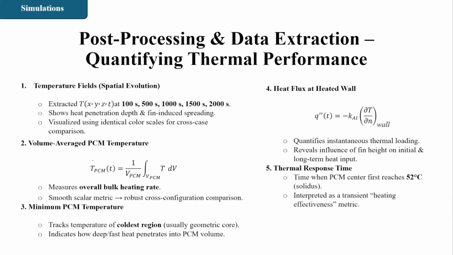Now, thinking a little bit more about the post-processing metrics, again, we extracted values from the different spatial evolution setups, at 100 seconds, 500 seconds, 1000, 1500, and 2000 seconds. That shows the heat penetration depth in the fins, essentially spreading into the fins on this temperature behavior. To compare designs, we exported these temperature fields at several times, computed the volume average PCM temperature, tracked the coldest region, evaluated transient heat flux at the heated wall, and measured the time when the center hits the solidus temperature. These metrics give both the global heating behavior and the local heat spreading behavior, providing a clean comparison of how fin height affects conduction.